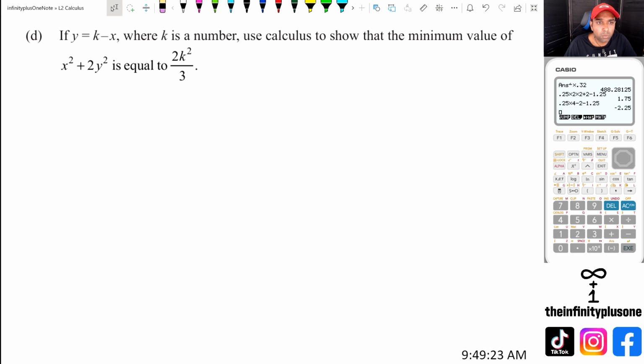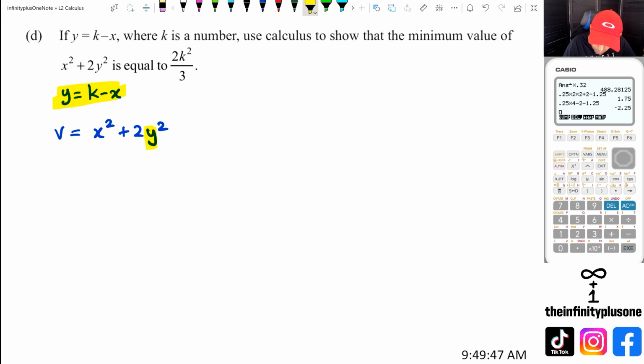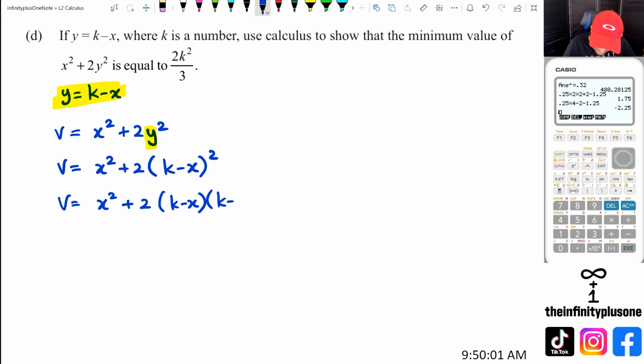Okay, so with the next question, we've got y equals k minus x. Use calculus to show that the minimum value for x squared plus 2y squared equals that. So if y is equal to k minus x, the minimum value, which I'm going to call v, is x squared plus 2y squared. And because y is equal to k minus x, I'm going to replace the y here, which means I should get x squared plus 2 times (k minus x) squared. So v is equal to x squared plus 2 times (k minus x) times (k minus x).